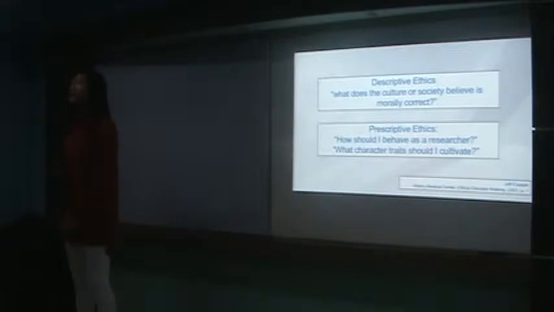Okay, so basically there are two types of ethics. So we have so-called descriptive ethics and prescriptive ethics. Descriptive ethics tells us what your friends and the community believe is right or wrong. Whereas prescriptive ethics is your own decision or belief of what is right or wrong.